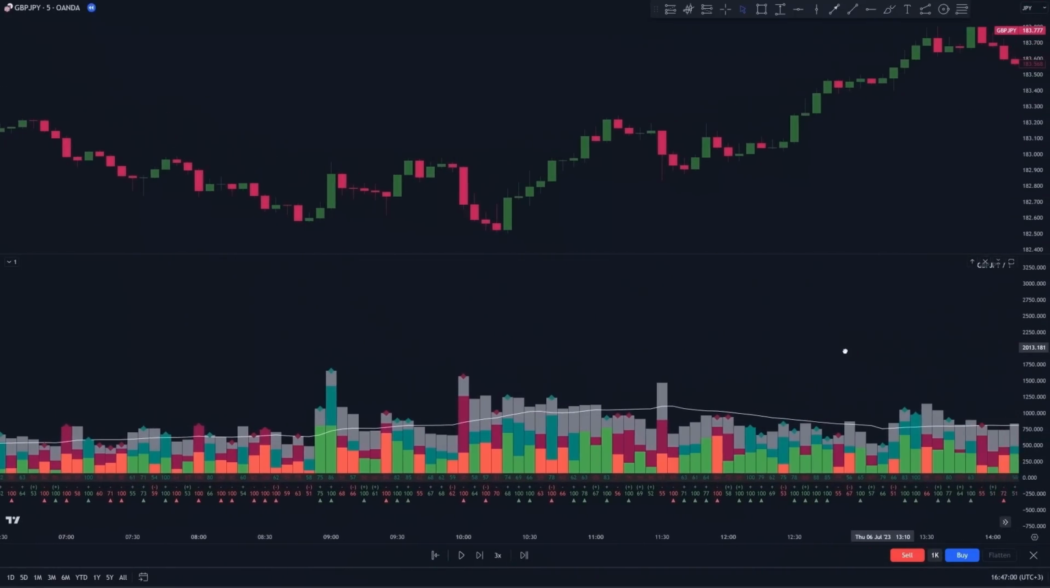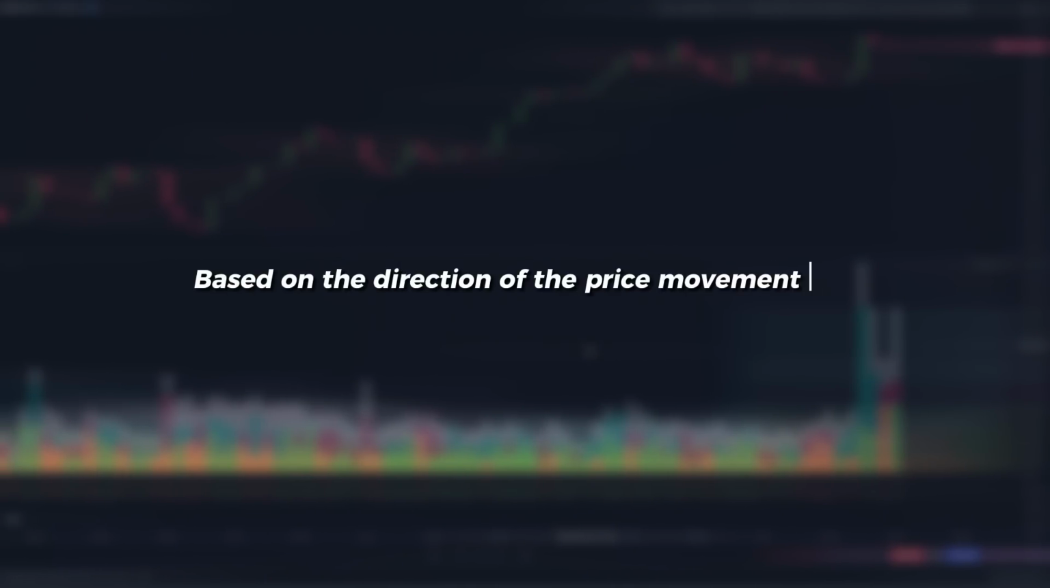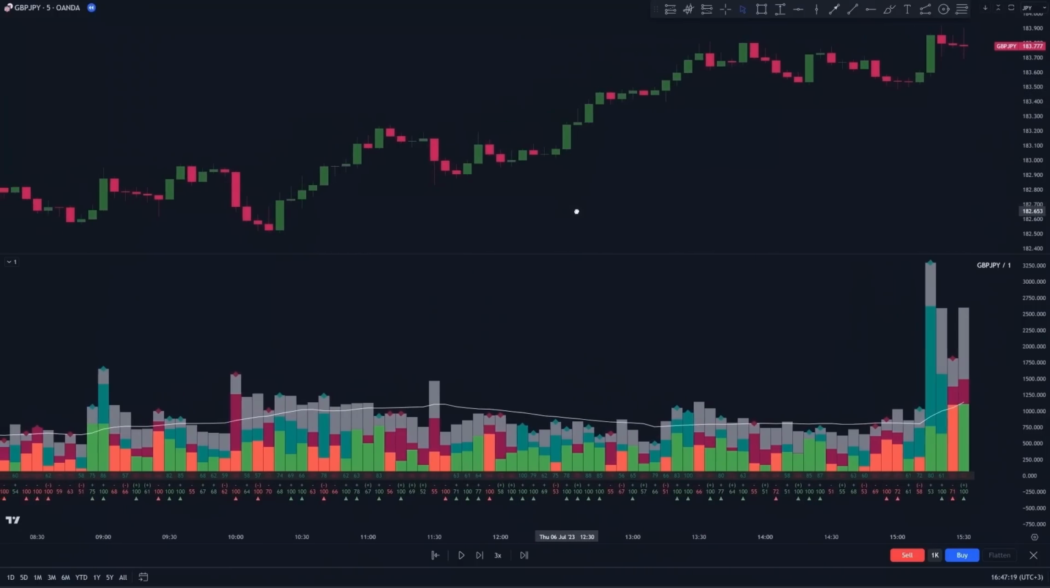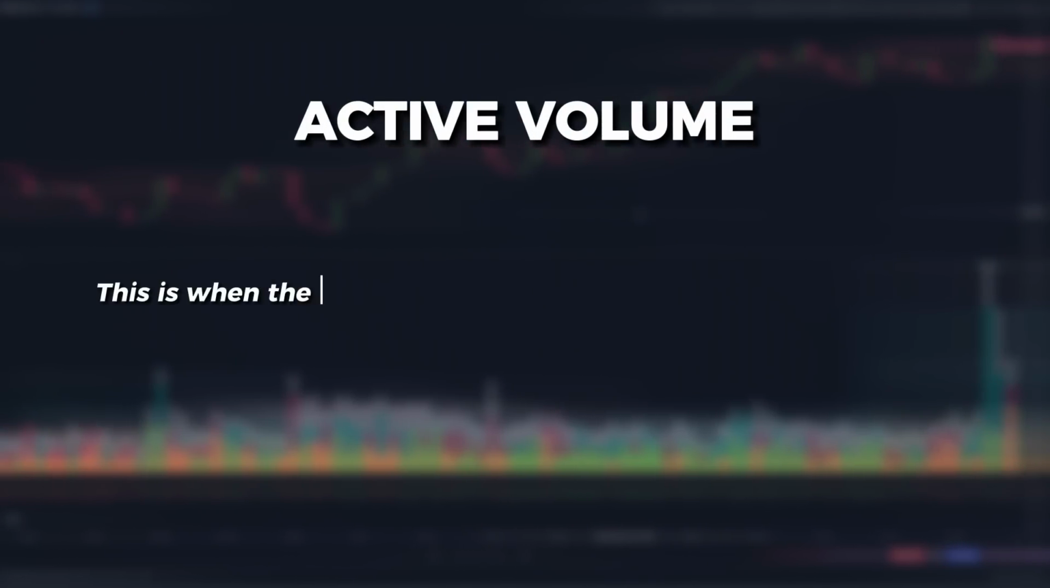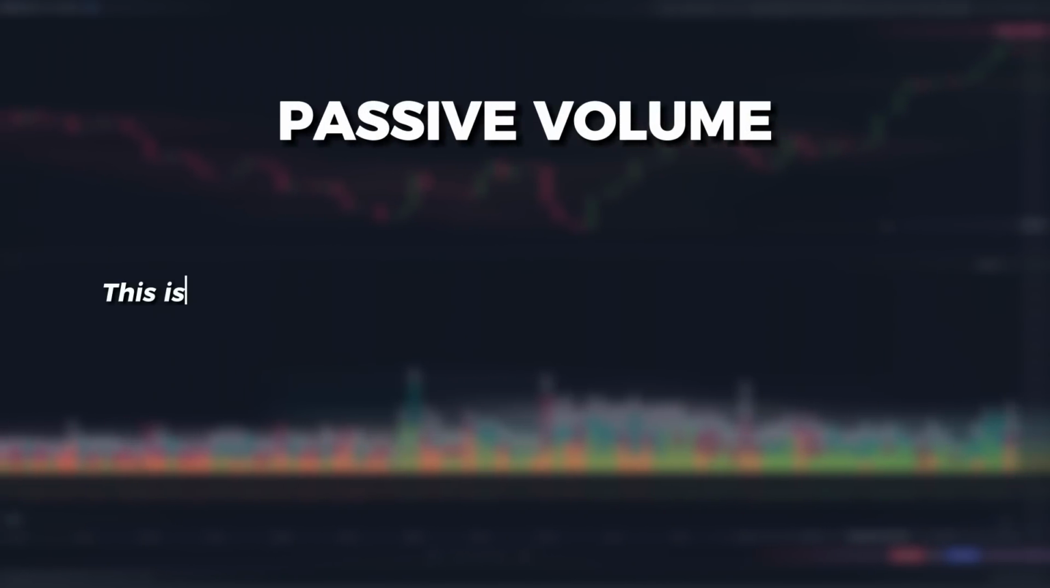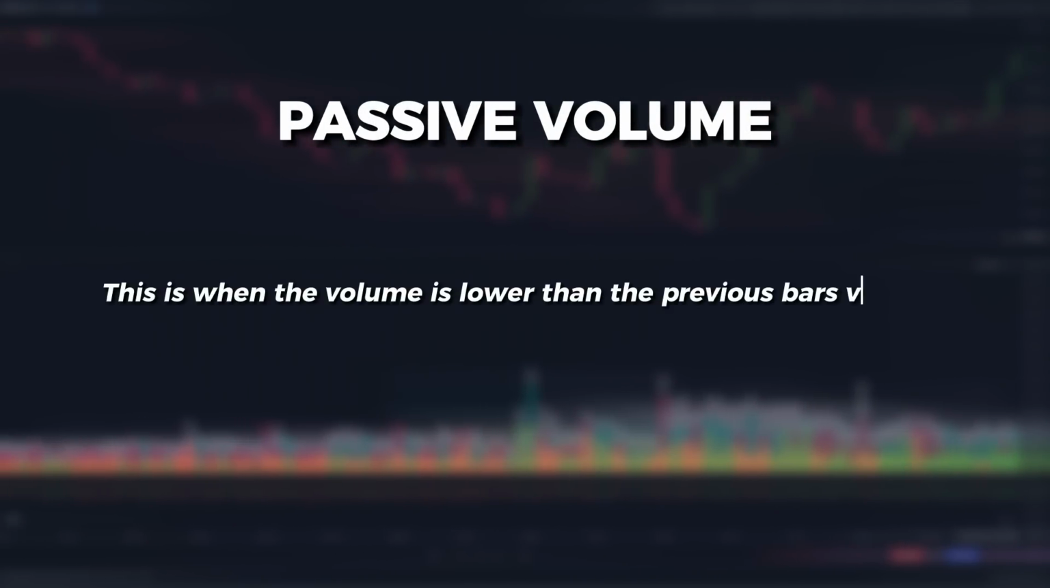This indicator classifies volume as buy or sell based on the direction of the price movements in lower timeframes. It further classifies the volume as active or passive. Active volume is when the volume is higher than the previous bar's volume, while passive volume is when the volume is lower than the previous bar's volume.